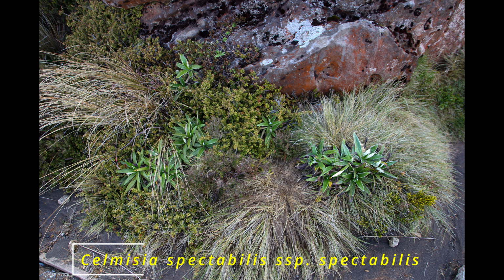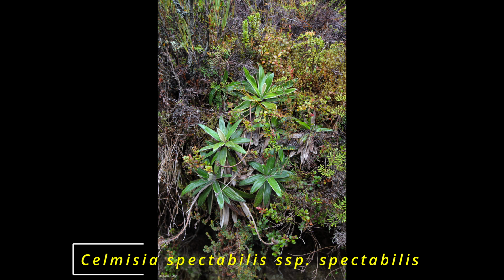Celmisia is a wonderful genus of perennial subshrubs or rhizomatous herbs, the centre of diversity being New Zealand with upwards of 70 species, and then Australia, which has 10 species. A wonderful group of plants.